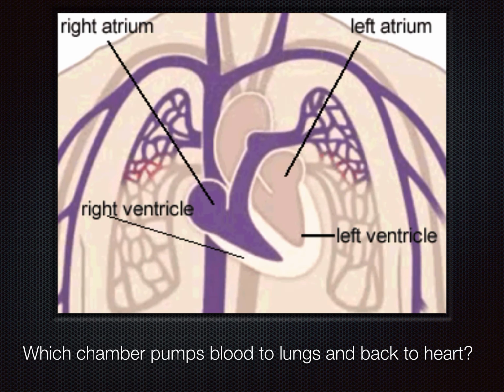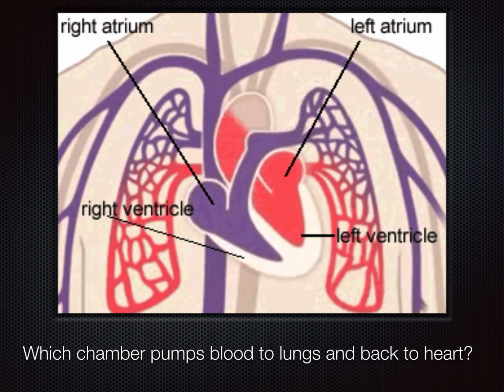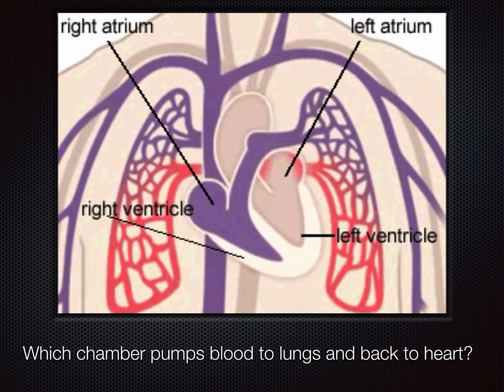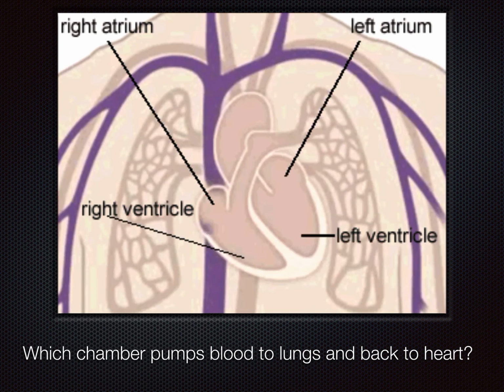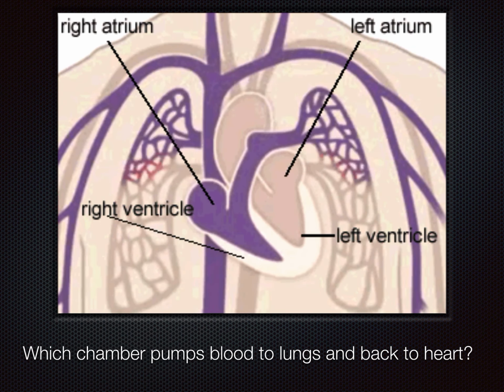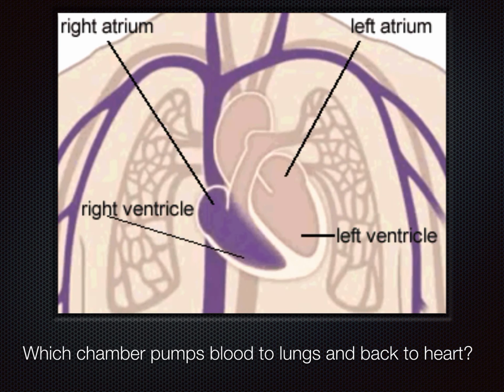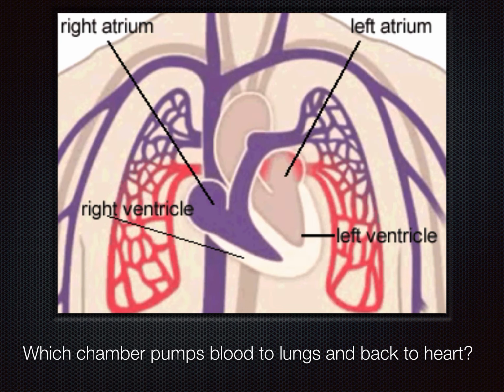So when the blood comes up and it fills up the right atrium, it then goes into the right ventricle, and that's going to pump it up and to the lungs. And then it'll be back to the heart again, where it arrives in the left atrium.